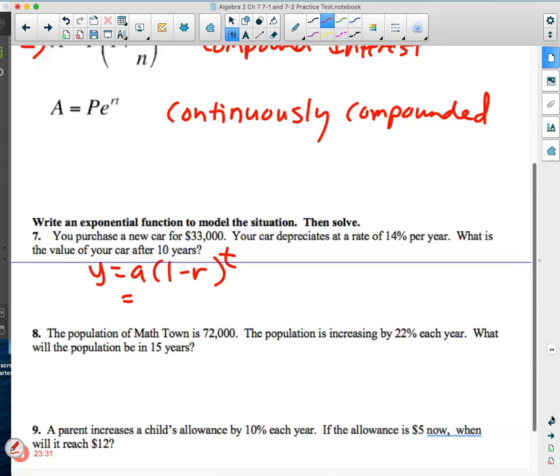So lowercase a is lowercase a for a reason. It's supposed to make you feel like it starts the alphabet. So that's what it started at. How much did you pay for the car? 33 grand. 1 is part of the formula. Interest rate is a decimal. 0.14. How many years?